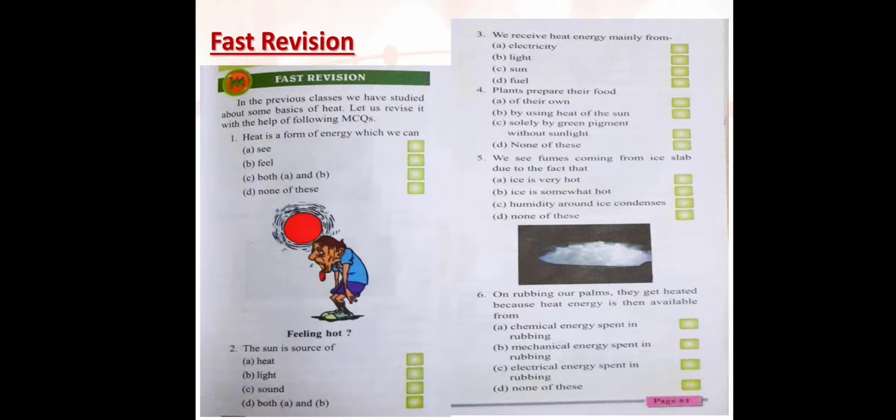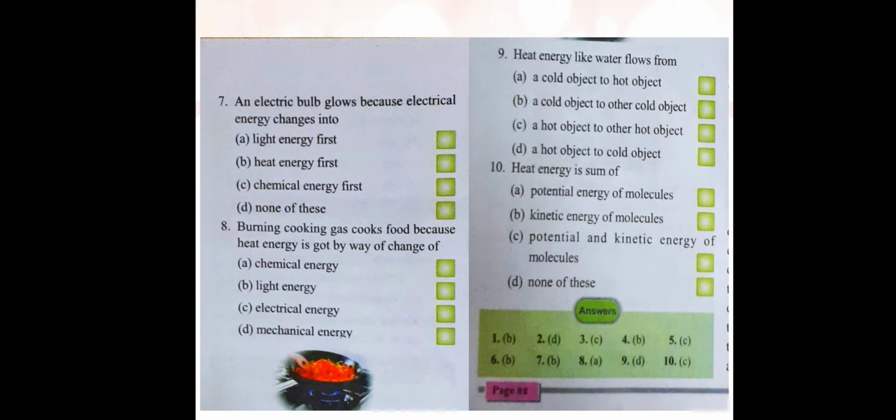Number 6, on rubbing our palms, they get heated because heat energy is available from mechanical energy spent in rubbing, that is B. Number 7, an electric bulb glows because electrical energy changes into heat energy first, that is B. Burning cooking gas cooks food because heat energy is got by way of change of chemical energy, that is A. Number 9, heat energy, like water, flows from a hot object to a cold object, that is D.